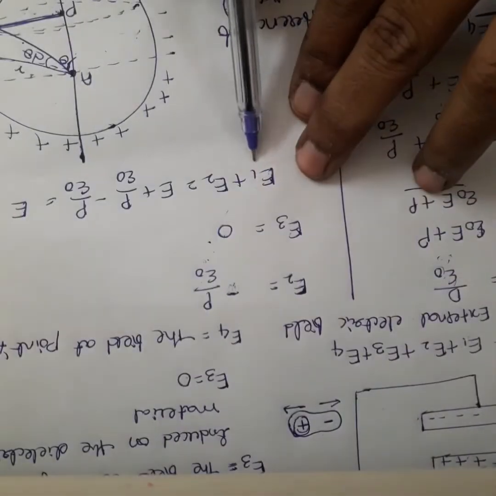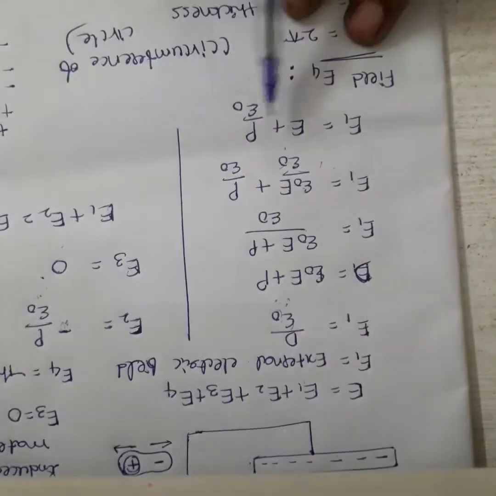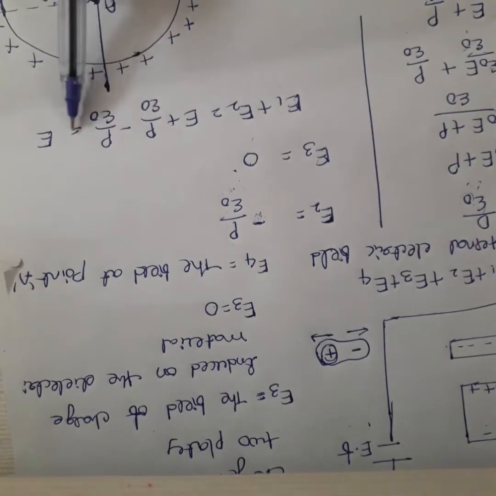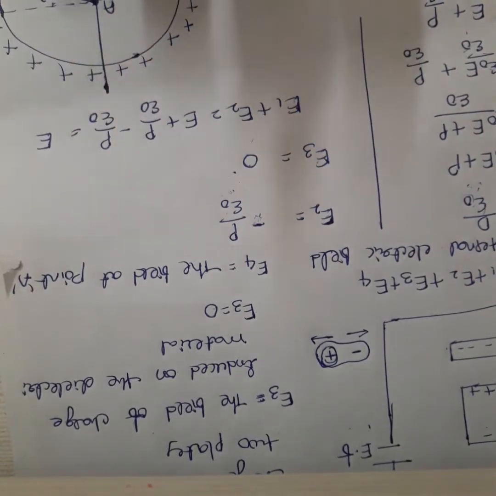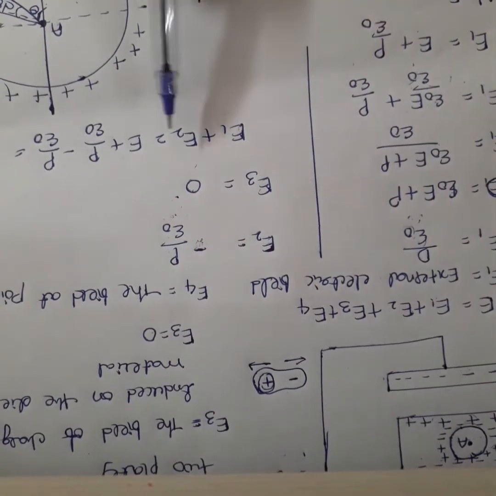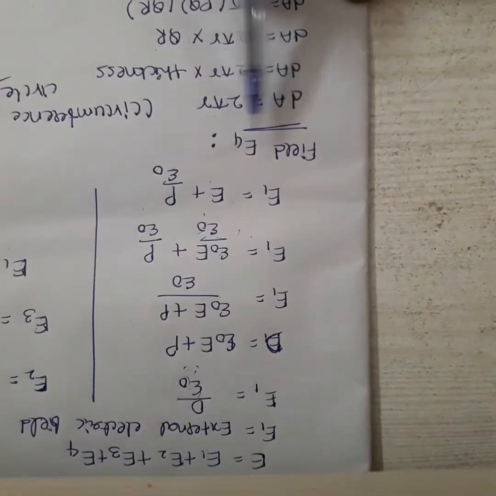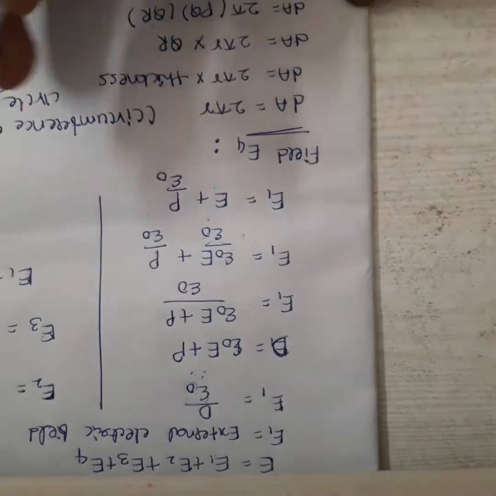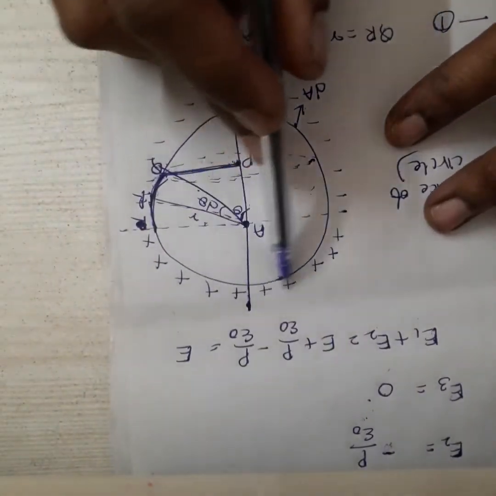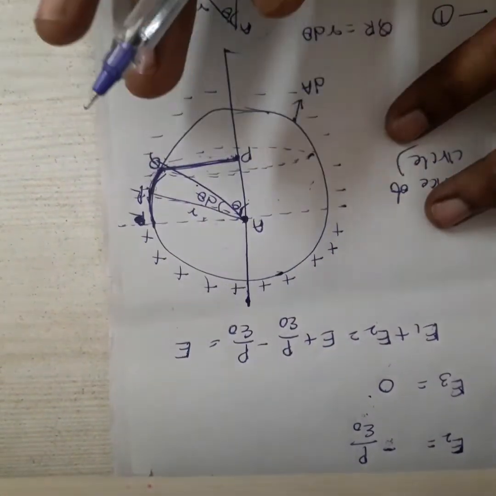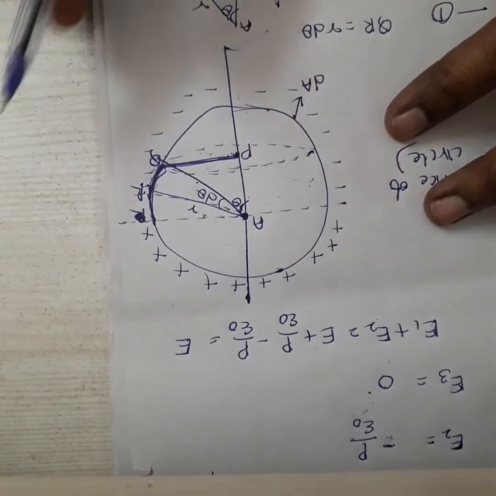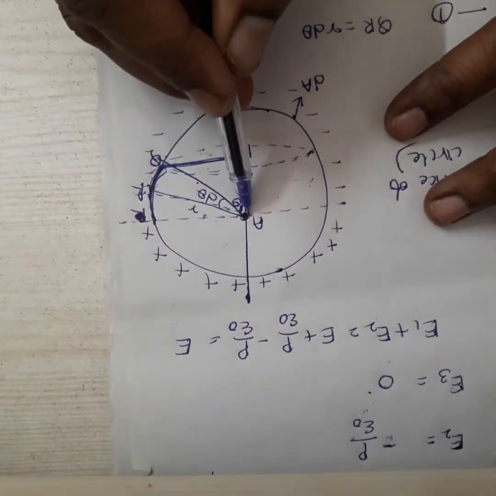If we add E1 plus E2, then we will get E plus P by epsilon naught minus P by epsilon naught. This total we will get as E. Now E1 is over, E2 is over, E3 is over, and we have to find field E4. To find field E4, I am taking a spherical surface or spherical cavity. In that I am taking one atom.